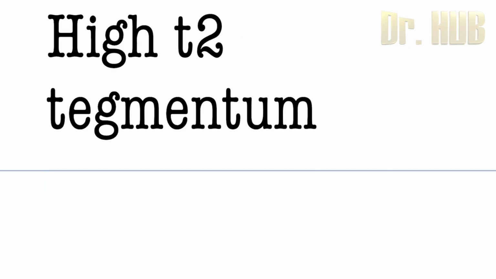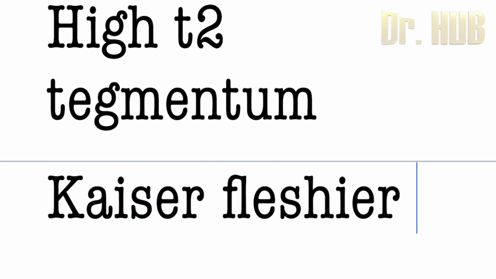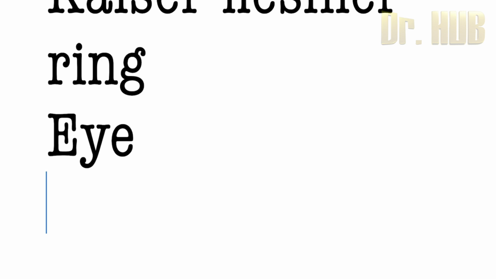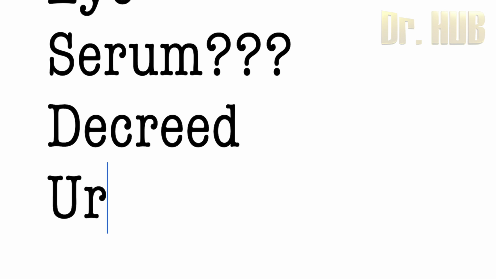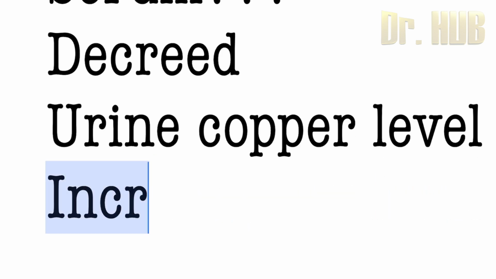Next we move on to the Kayser-Fleischer ring. The Kayser-Fleischer ring is seen in the eye, so it is known as a KF ring. Then there is the serum ceruloplasmin. So in serum, what do you check for? The ceruloplasmin level, which is decreased, and the urine copper level. The urine copper level will be increased.